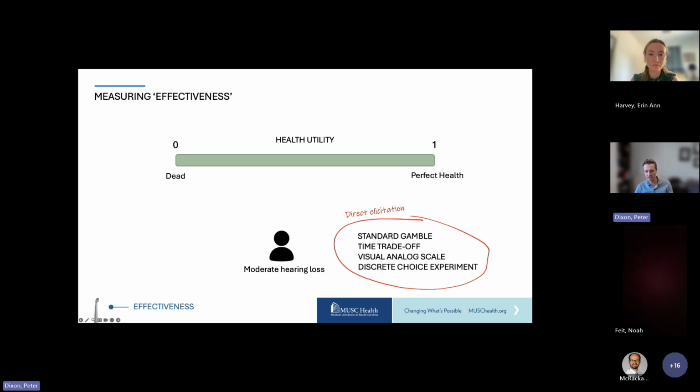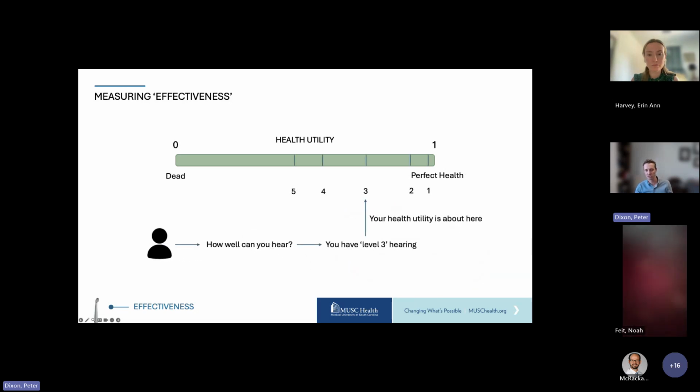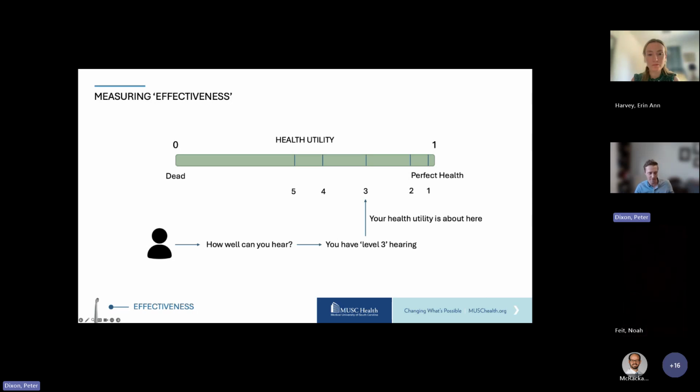But there's many different exercises that you could use, and collectively those are called direct elicitation exercises. But as you can imagine, those are time consuming, right? They involve all these exercises. There's a lot of back and forth.